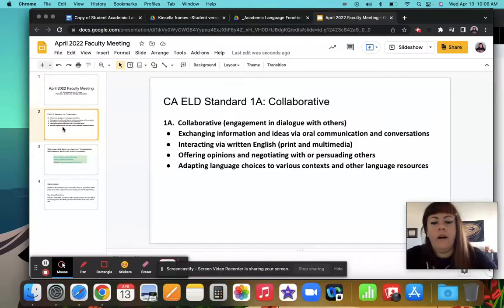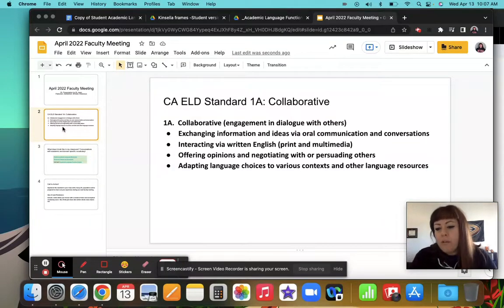So, our standard to focus on is standard 1A, collaborative discussions. So dialogue with others, classroom talk, domain-specific vocabulary acquisition as well is all part of this. To define the standard, it's simply exchanging information and ideas via oral communication and conversations, interacting via written English as well, offering opinions, negotiating with or persuading others, adapting language choices to various contexts and other language resources.